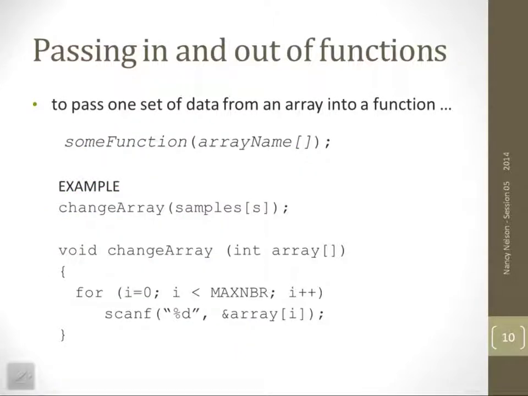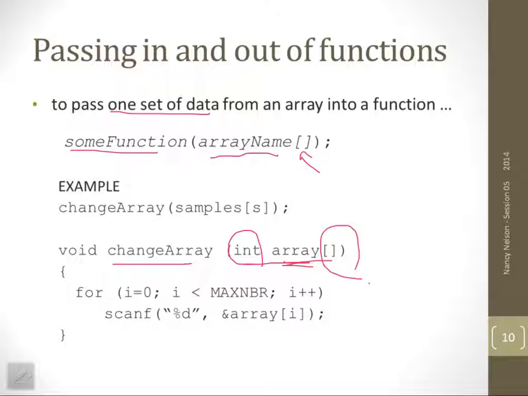It's actually more common to pass in a set of data instead of an individual value from an array. So in this case, whatever the function happens to be, we need to specify the name of the array and the set that we're going to pass in. So say, for example, we have a function called changeArray, and what we want to do is work with one set of data from our array. Our array held integer values, so we need to specify the data type. Then we give the array a name for using inside our function, and we specify that it's going to be an array by including the empty square brackets.